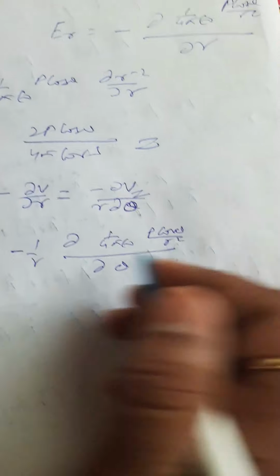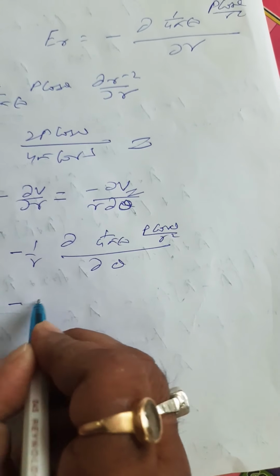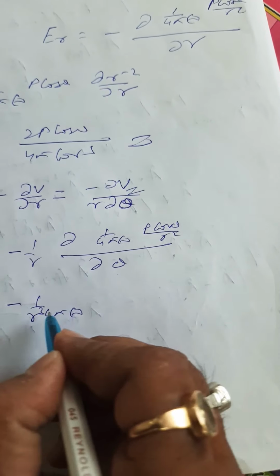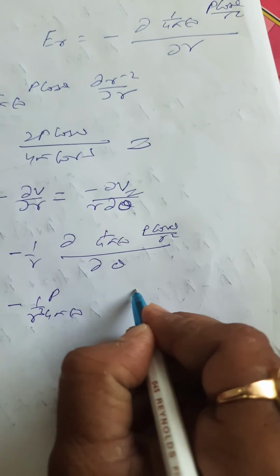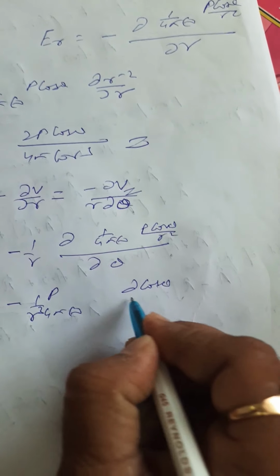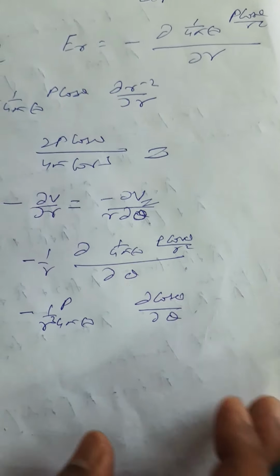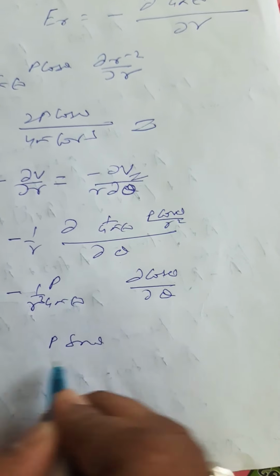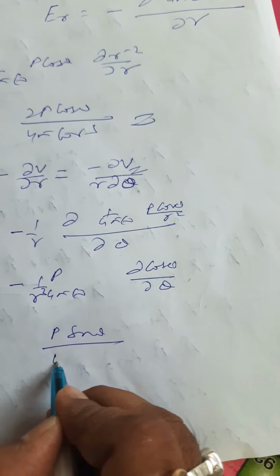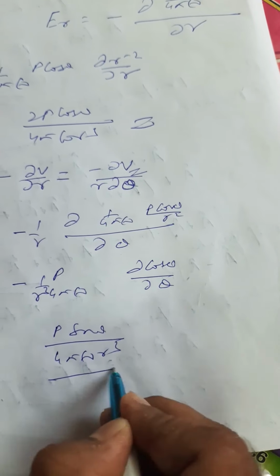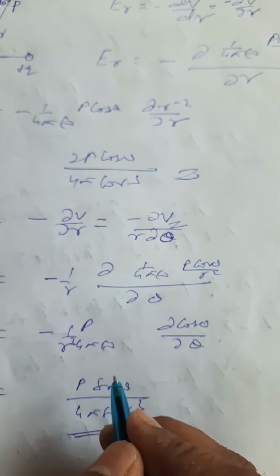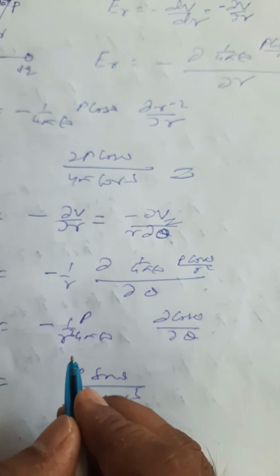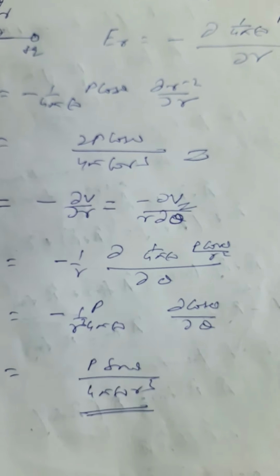So the constant term will come out, so we'll have minus 1 by r 4 pi epsilon naught, again it will be r cube, p del cos theta by del theta. After differentiating this, we'll have E theta equal to p sin theta by 4 pi epsilon naught r cube. Here p is the dipole moment.